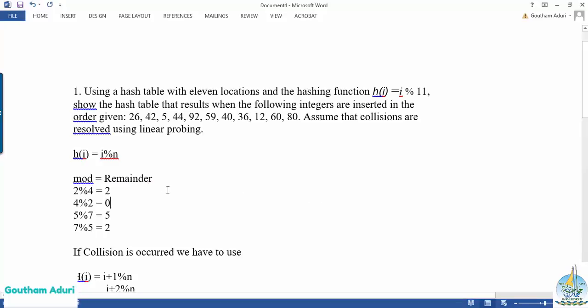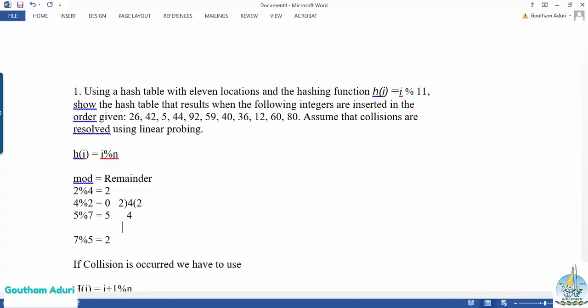Suppose I say 4 mod 2. Two 2's are 4, so the remainder is 4 minus 4, which is 0. Similarly, for 4 divided by 2 you get a remainder. So let us see how we can solve the problem.